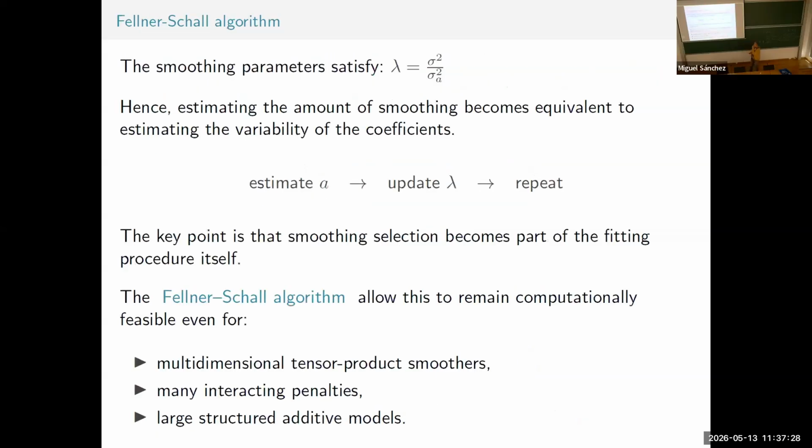So this is very, very important. You estimate, you update lambda, then you repeat, and so on. This is implemented in the mgcv package by Simon Wood, in R. There is another package called separation of overlapping penalties. If you want to try it out, it's implemented in many, many places.